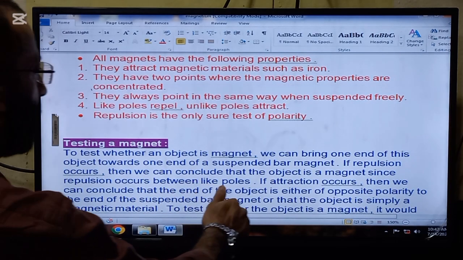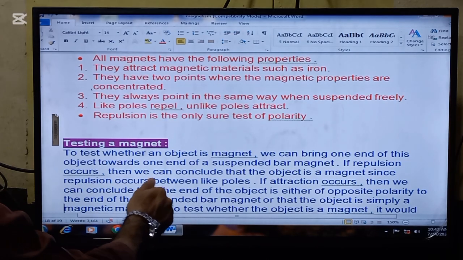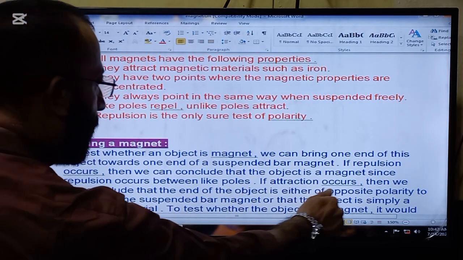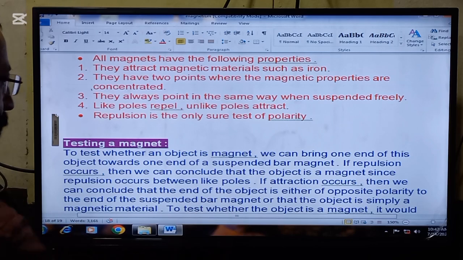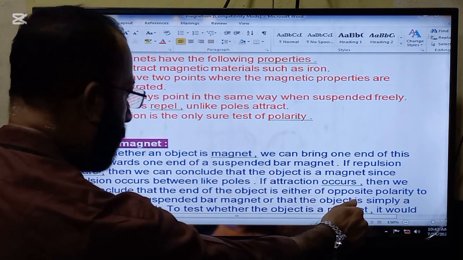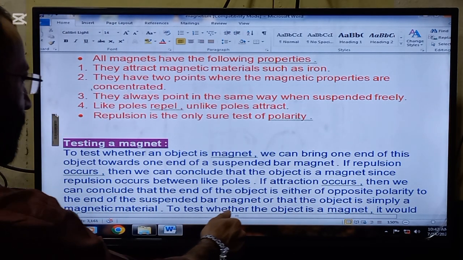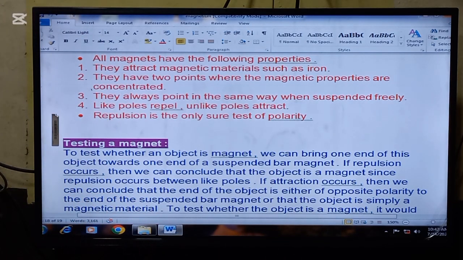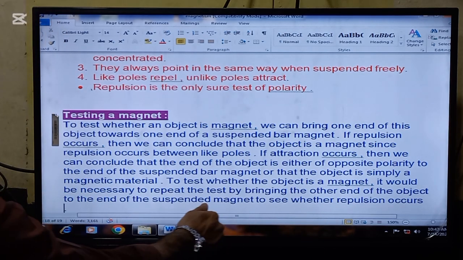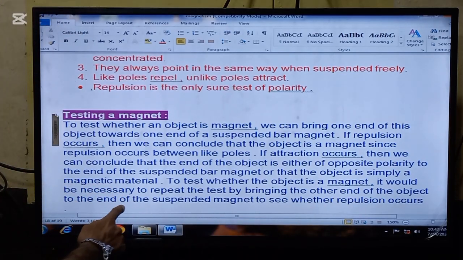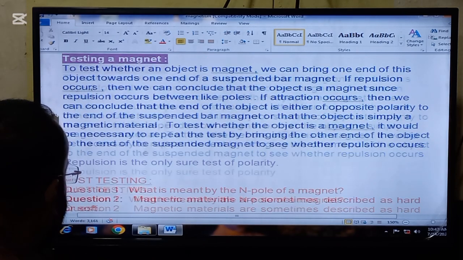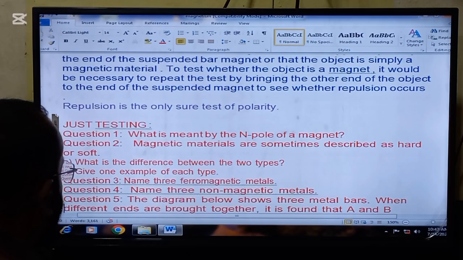To test whether an object is a magnet, we can bring one end of this object towards one end of this suspended bar magnet. If repulsion occurs, then we can conclude that the object is a magnet, since repulsion occurs between like poles. If attraction occurs, then we can conclude that the end of the object is either of opposite polarity to the end of the suspended bar magnet, or that the object is simply a magnetic material. To test whether the object is a magnet, it would be necessary to repeat the test by bringing the other end of the object to the end of the suspended magnet to see whether repulsion occurs. So remember, repulsion is the only sure test of polarity.